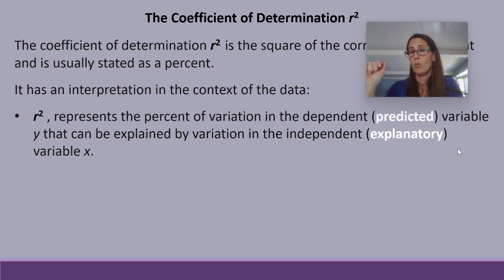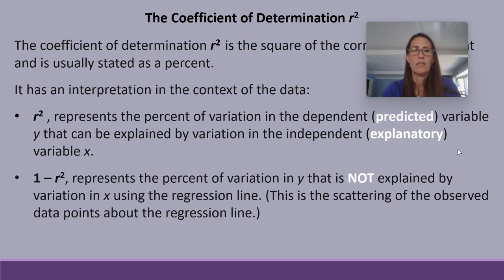So now we have a couple of new words. Dependent is predicted, independent is explanatory, like it explains the other one. Kind of sounds like causation, but it's not. And 1 minus R squared represents the percent of variation in Y that is not explained by variation in X using the regression line. That's the scattering of the observed data points about the regression line.